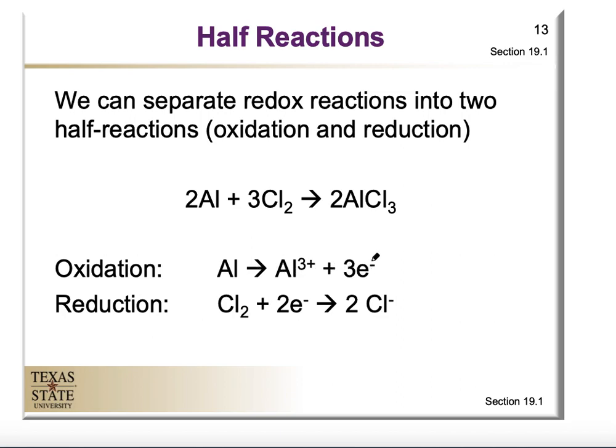Now, this equation, as written, having the electrons on the right-hand side, means that we are losing electrons because our product is electrons, right? We are liberating electrons as part of the product. So that means that since we are losing electrons, that becomes our oxidation reaction.